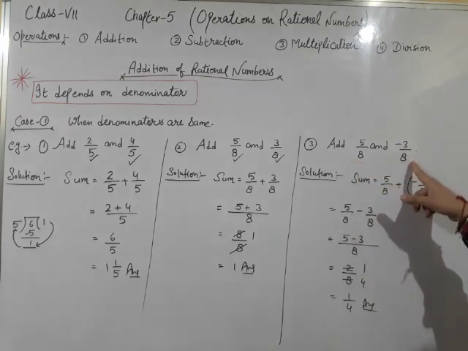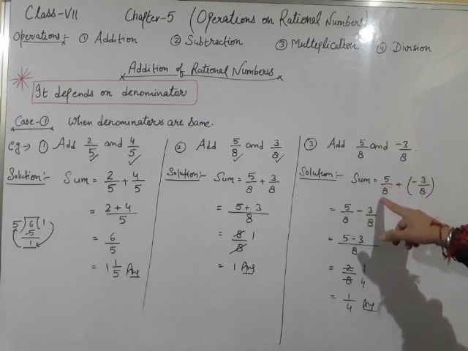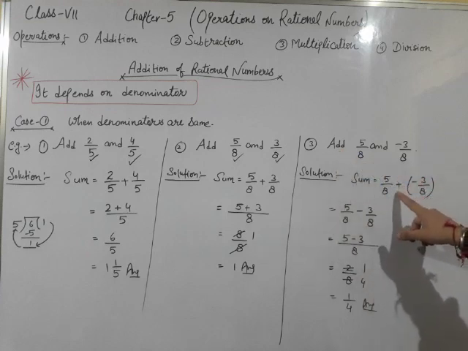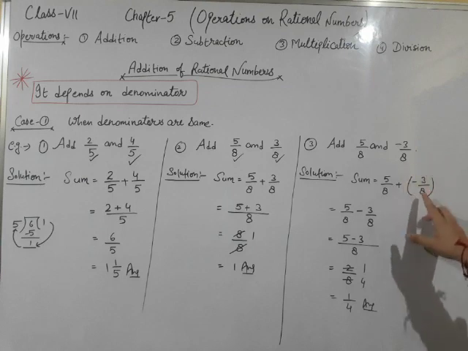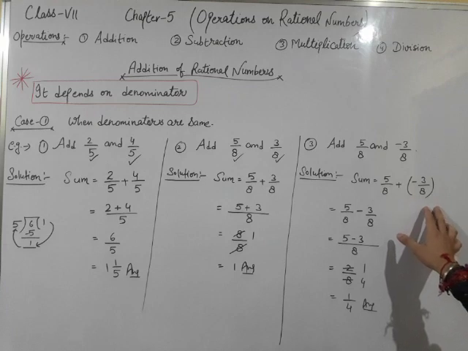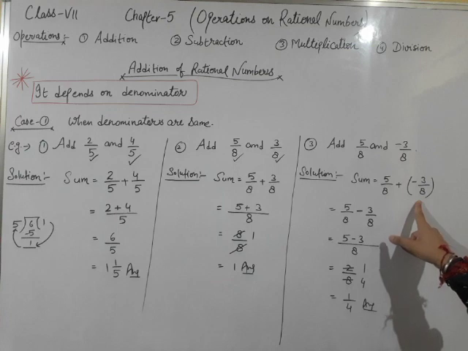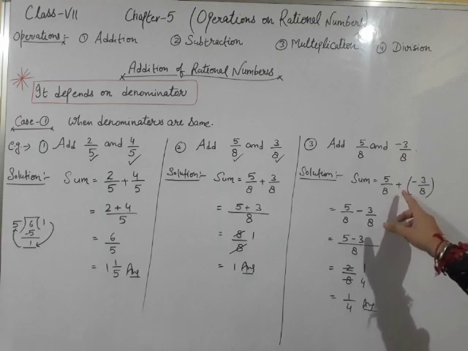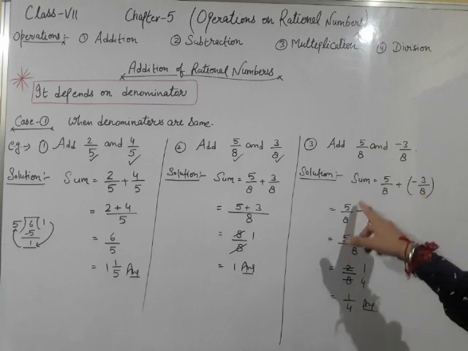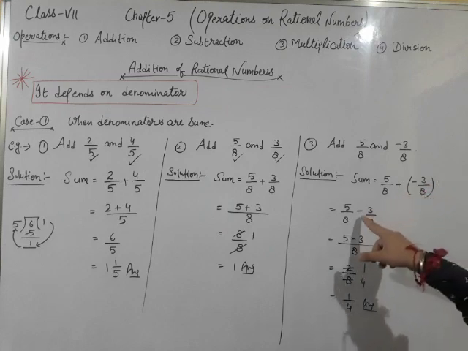So the same procedure will be followed here. Sum will be equal to 5 by 8, because we have to add, we will write here plus, and what we have to add? We have to add minus 3 by 8, and we have written it in brackets. Why have we used brackets here? To differentiate that there is a negative sign also. Now we know when we open the bracket, then we multiply their signs. Plus minus will become minus. So 5 by 8 remains positive, but 3 by 8 will become negative.